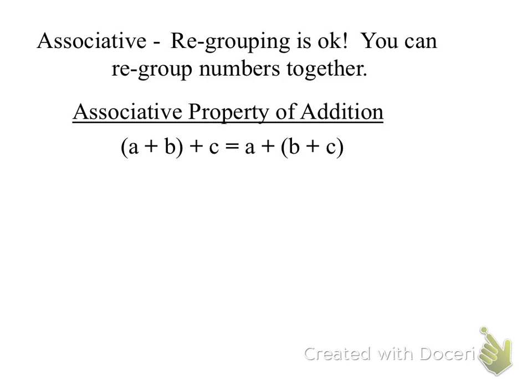Let's look at it with letters. Who's hanging out in the first group? A and B. Notice on both sides of the equal sign, the order is the same. It says A, B, and C. A, B, and C. What changes is the group. On Friday night, A and B are hanging out. And on Saturday night, the group is B and C. So that's the associative property. The group changes.